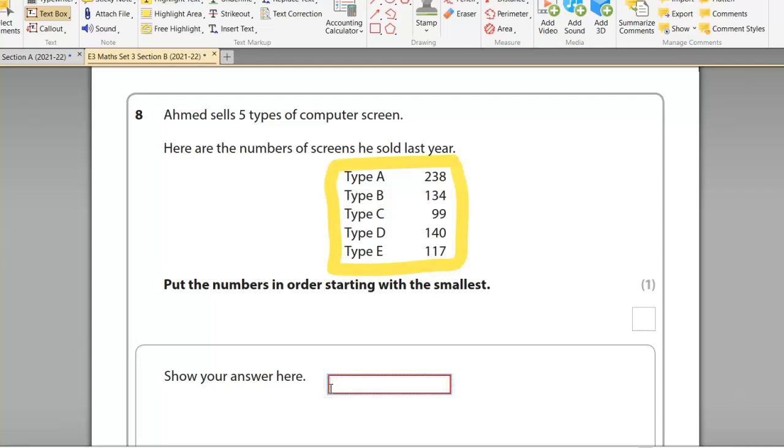So the smallest number we've got there is the 99. So you write the 99, then just put a comma. And then the next smallest is going to be 117, comma. The next smallest is going to be 134, comma. 140, comma. And then finally, the biggest number, the highest is 238.